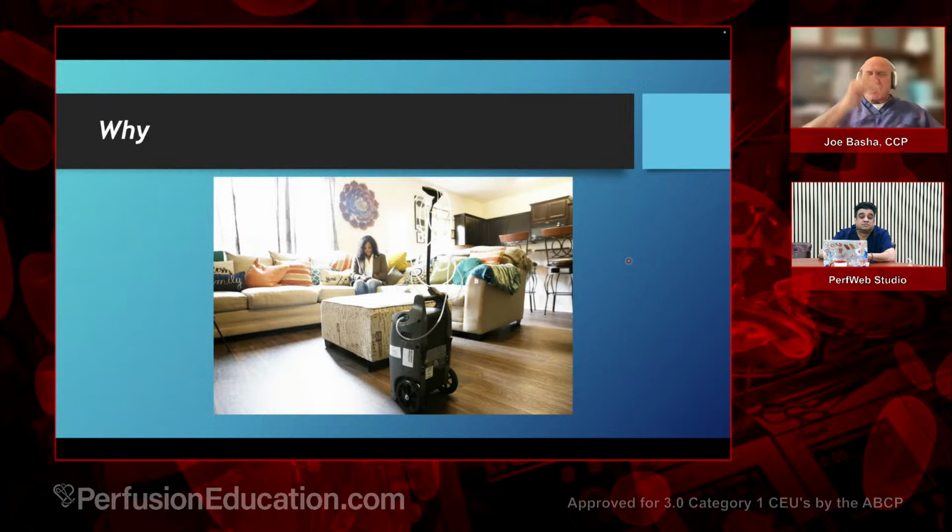Her compliance was so bad that a 150 cc tidal volume was giving peak pressures of 45 and 50. Oh my God, that's barely anything. So she had literally no pulmonary compliance whatsoever.